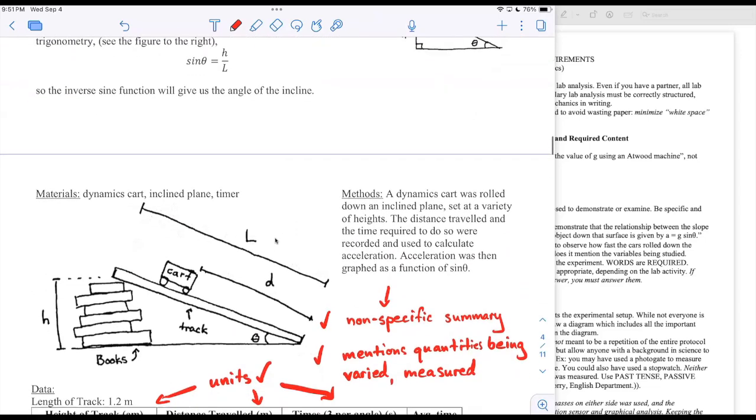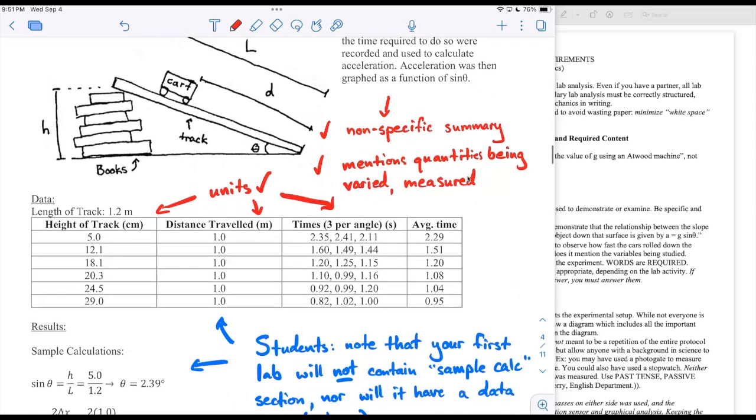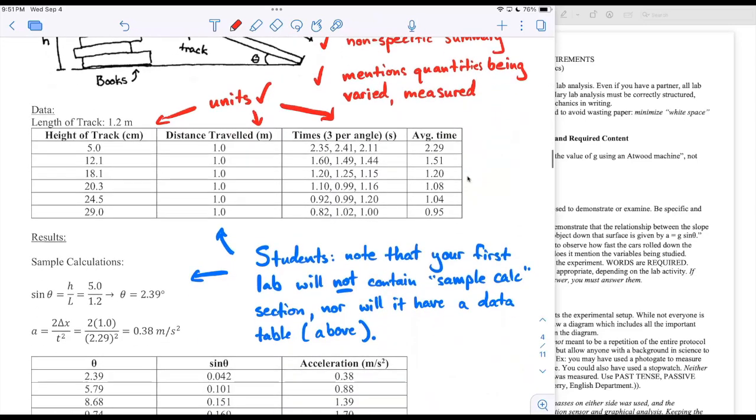The methods section should be a non-specific summary, meaning it shouldn't say, like Timmy's does, as we'll see, get this many physics textbooks. You don't need to specify that. It doesn't matter really how the cart was propped up. That's not important for the methods section. In his data, there are units. This is good. Anytime you're presenting data or results, those ought to have units, right? You can see there it's got the meters or centimeters or seconds, whatever it may be.